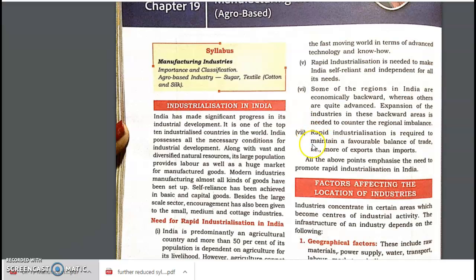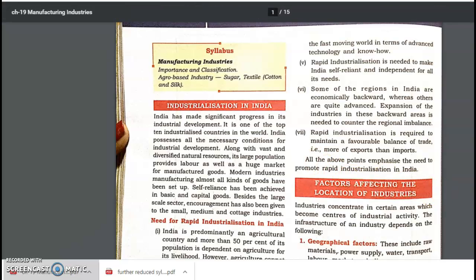Rapid industrialization is required to maintain a favorable balance of trade, that is, more export than import. So when we have rapid industrialization, we have a balance of trade. We also earn money when we are exporting our goods to other countries, while when we are importing, we are utilizing our own currency in that. So that is why industries are required. All the above points emphasize the need to promote rapid industrialization.